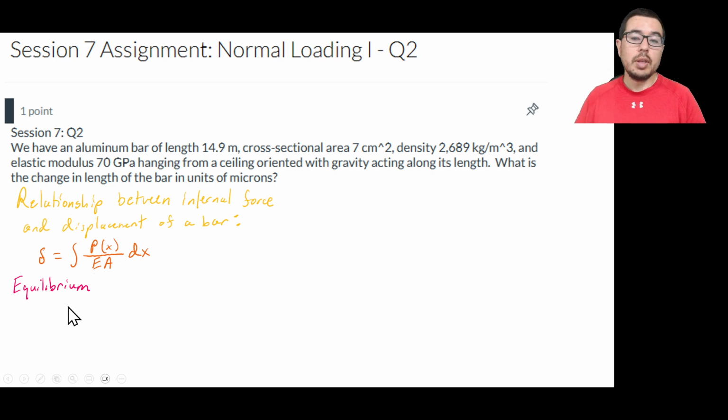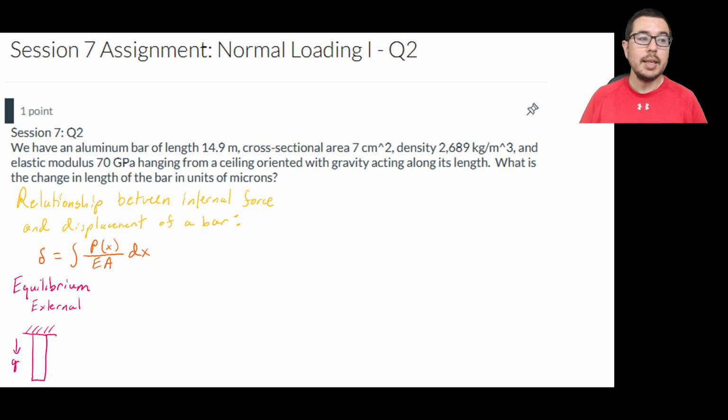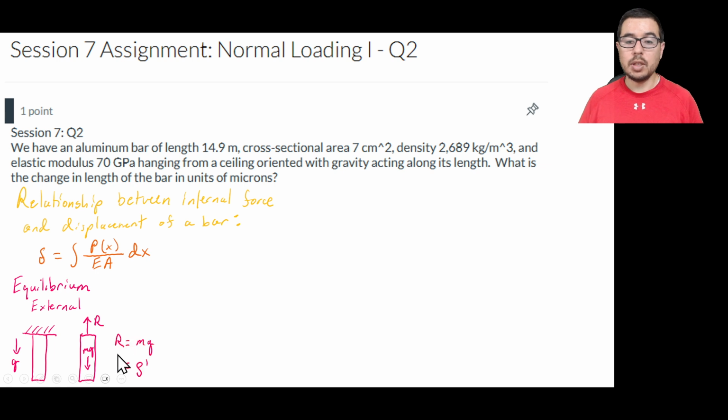So for the equilibrium portion, we first focus on using external equilibrium, and we can just draw this bar hanging from the ceiling. And we know that there's going to be a reaction force from the wall on the bar, and gravity is acting on the bar. So we can calculate what the reaction force is by this balance of the reaction force and mg.